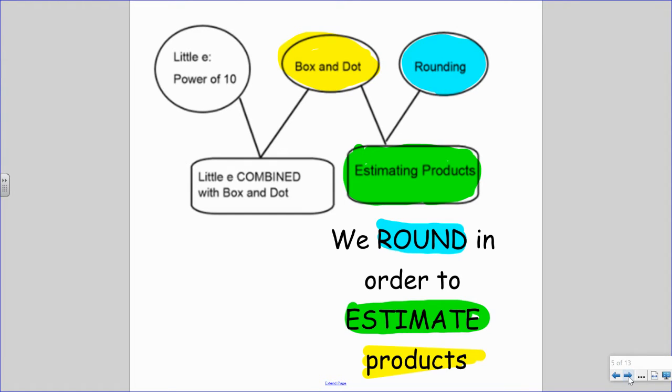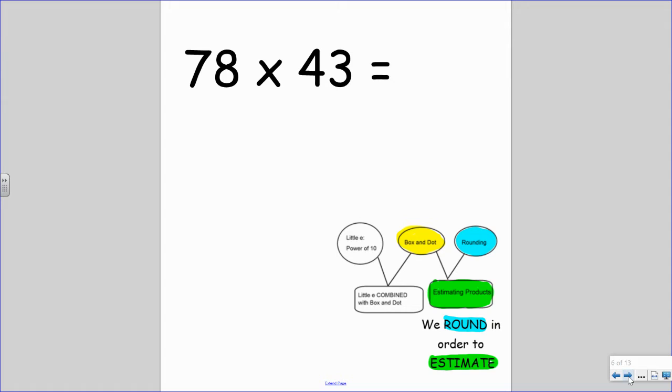And since we're combining this with box and dot, and box and dot can only be used as a shortcut with multiplication, we are going to combine that box and dot and rounding so that we are estimating products. Product simply means the answer to a multiplication problem. And so here's what I mean by a trip to the spa.